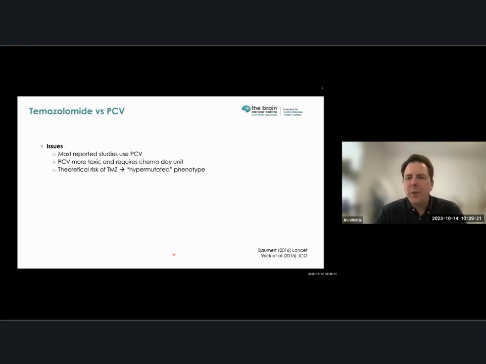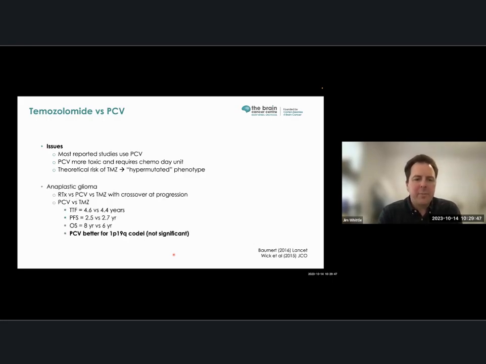PCV. The first is that if we go to the evidence, most of these studies use PCV for the lower grade gliomas, but it's toxic, it's inconvenient, it requires a chemo day unit. And then there was also some worry about 5 years ago that temozolomide was going to drive hypermutation and actually cause malignant transformation of these lower grade gliomas, but that's subsequently been debunked.